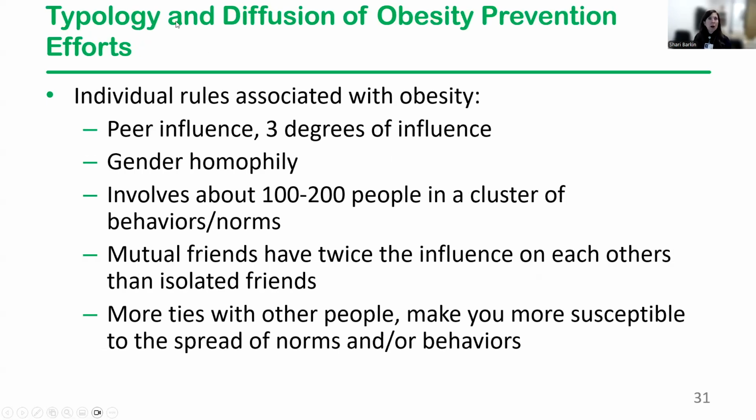Now, when we look about typology and diffusion of obesity prevention efforts, you have to look along these lines: peer influence, gender homophily. It's usually a group of 100 to 200 people in a cluster. Mutual friends have twice the influence on each other than isolated friends, and more ties with other people make you more susceptible to the spread of norms or behaviors.